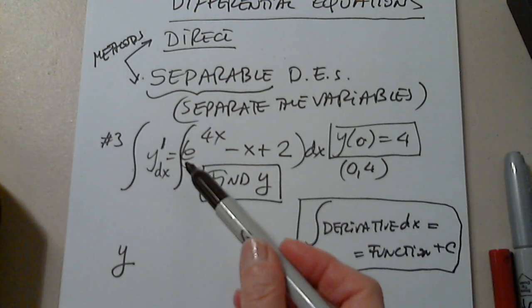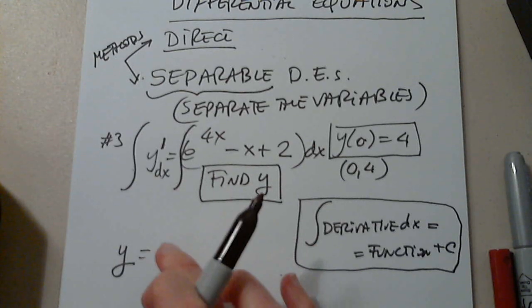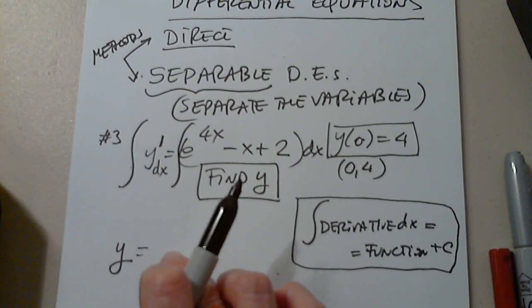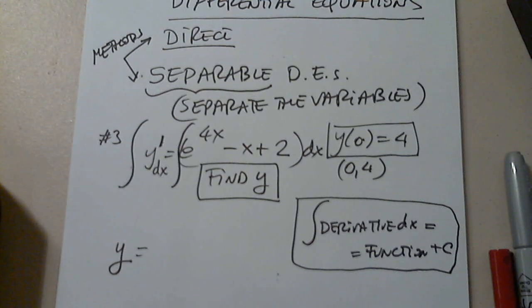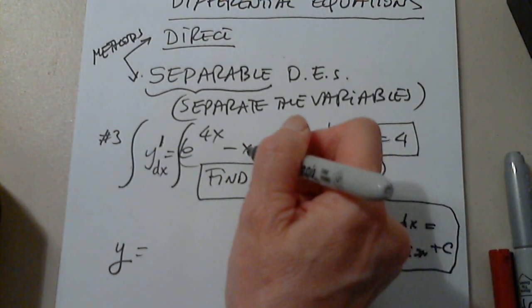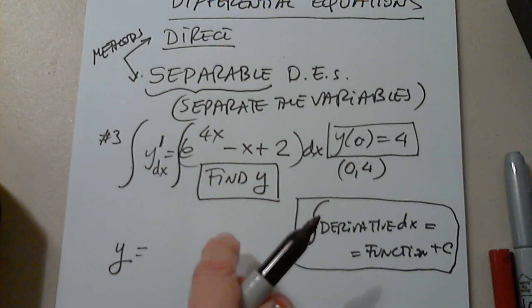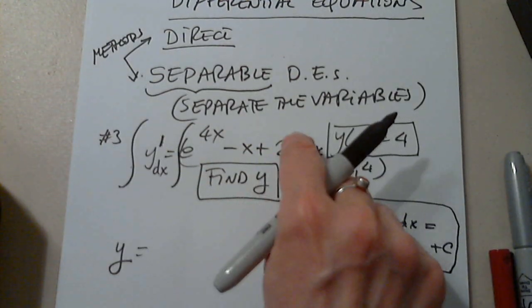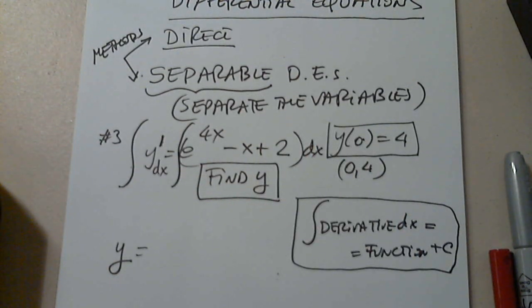So, I need the function that I differentiate to get e to 4x. Minus, I need the function that I differentiate to get x. And plus, I need the function that I differentiate to get 2. Anyone would like to help? All of these were discussed. There is nothing new right now.